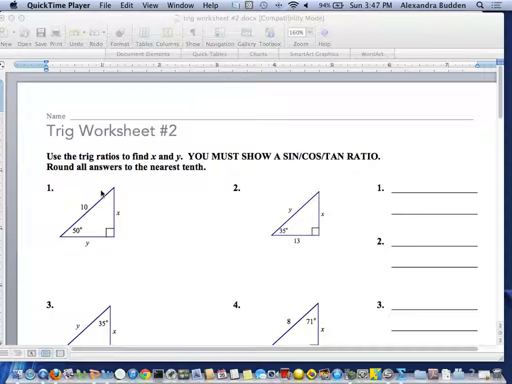Today we're not going to take traditional notes. We're just going to do a few examples from your packet. So you're going to need a calculator, pencil, and then your packet. If in your packet right now you could please find Trig worksheet number 2, and it should look like the one that you see right here.